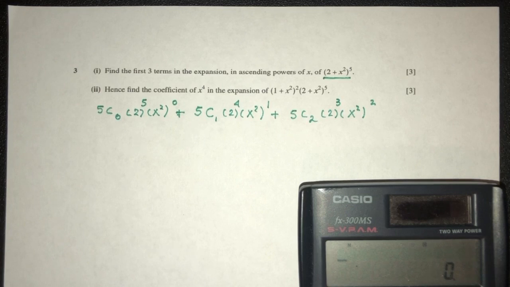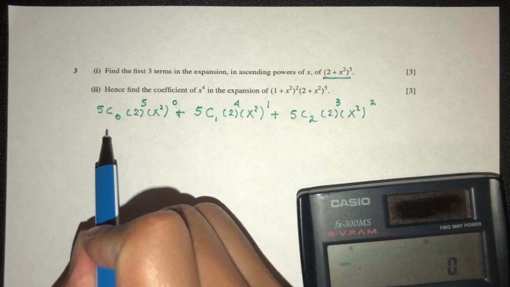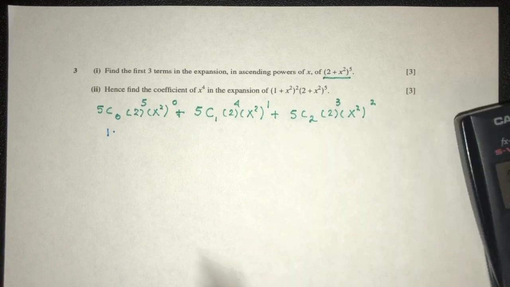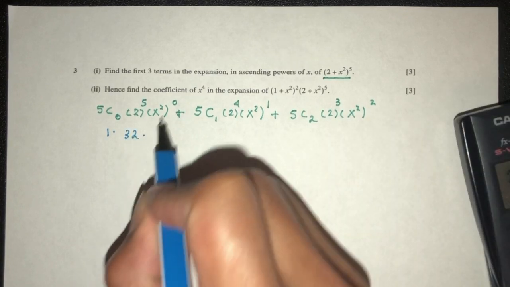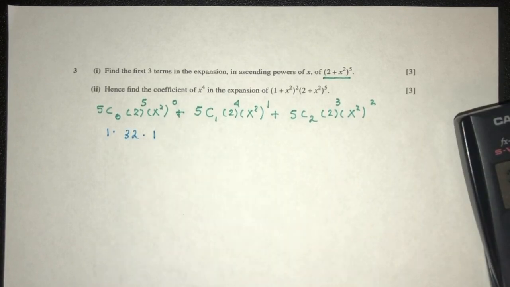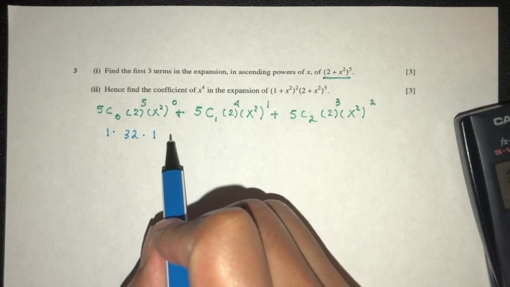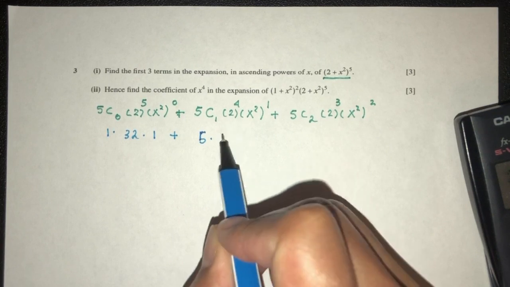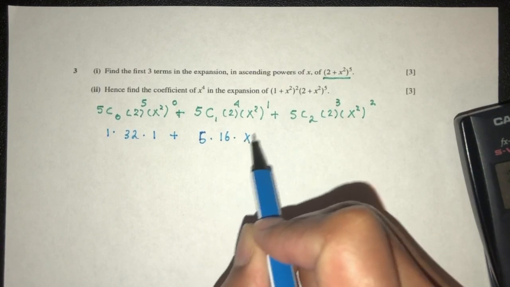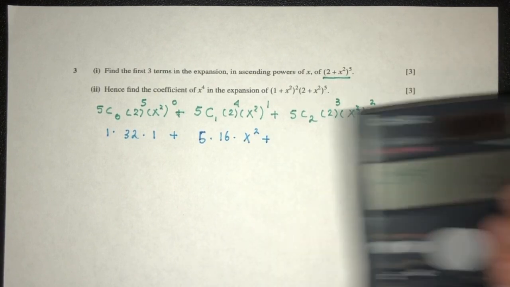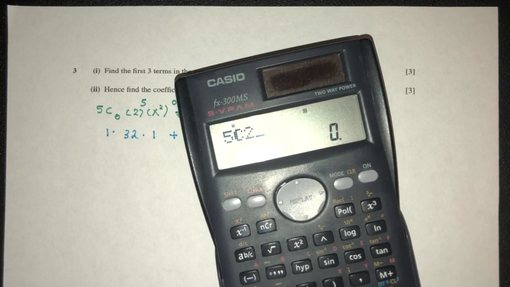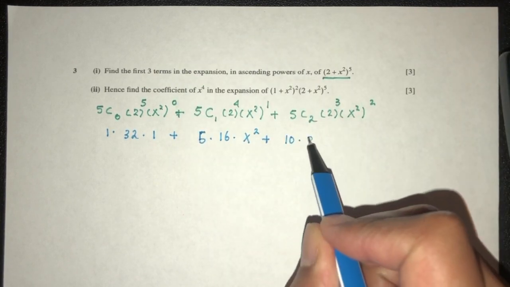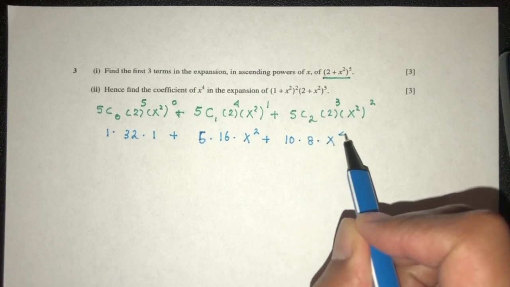So what is 5 choose 0? This is 1. 2 power 5 should be 32, but let's check. That is 32 indeed. Here we have 1, because anything power 0 is just 1, okay? And then here we have 5 choose 1 is 1, so I have 5. Here we have 16, and that will be x squared. And here we have 5 choose 2 should be 10. Let's check. It is 10 indeed. And 2 power 3 should be 8, and that will be x power 4.